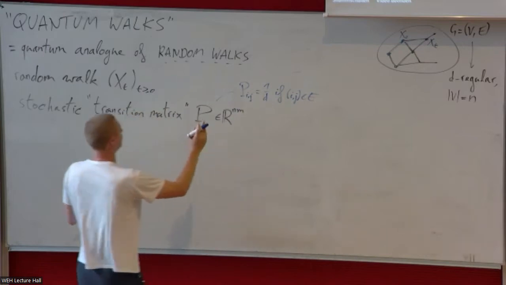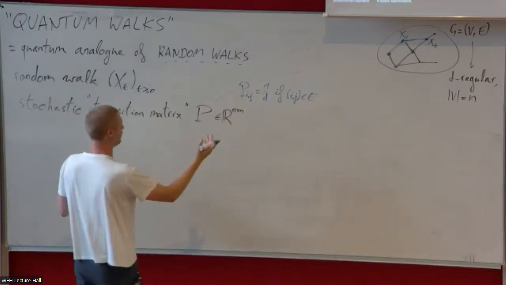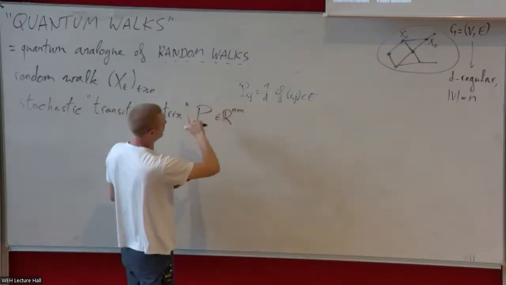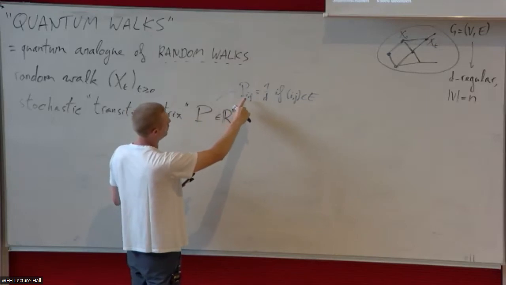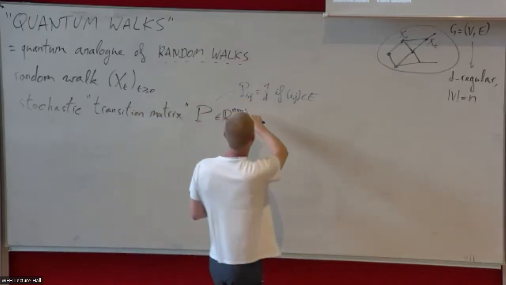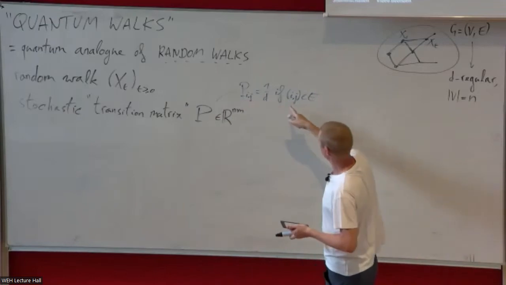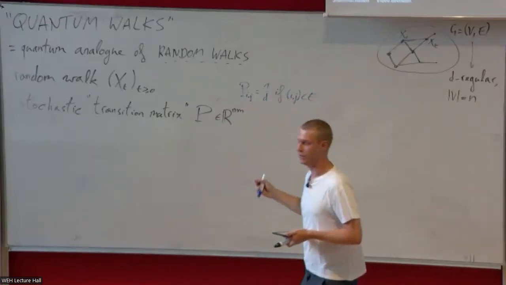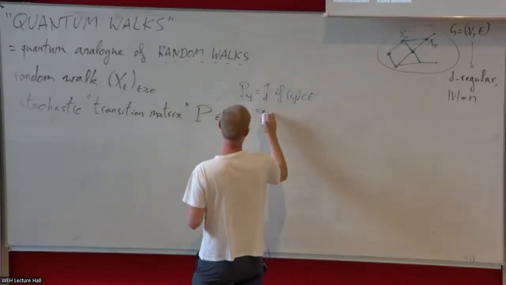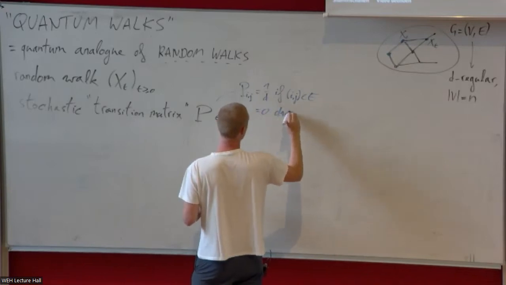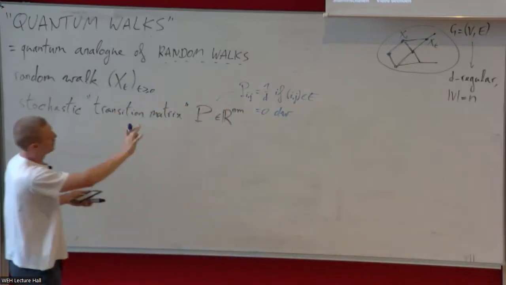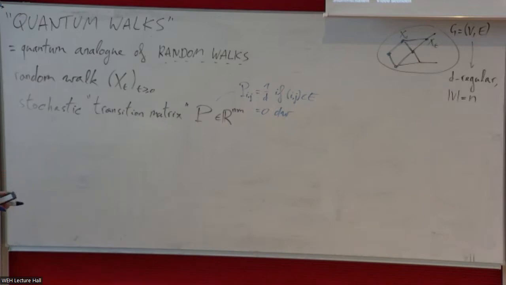So the transition probability, there's always an ambiguity of how to read this, but let's read it from left to right. The probability of jumping at vertex i to vertex j is exactly 1 over d if j is a neighbor. It's going to be 0 otherwise. Okay, so if d is constant, then this would be a pretty sparse matrix.